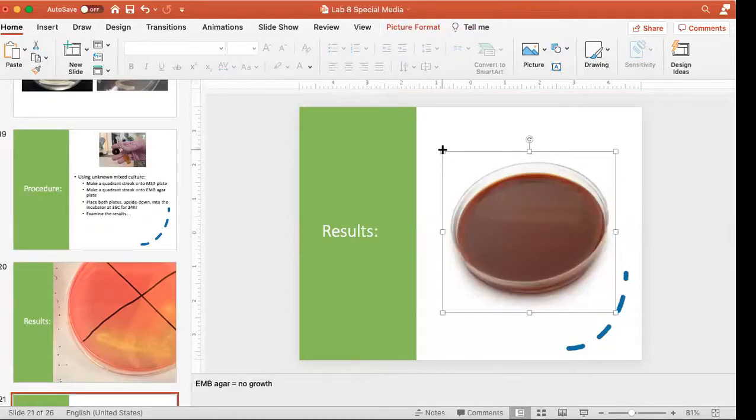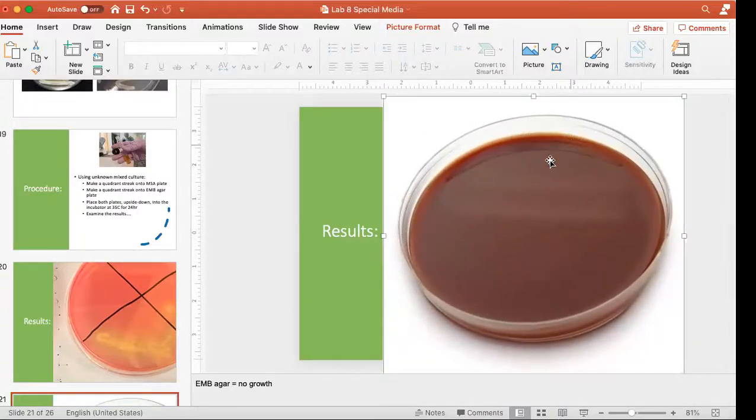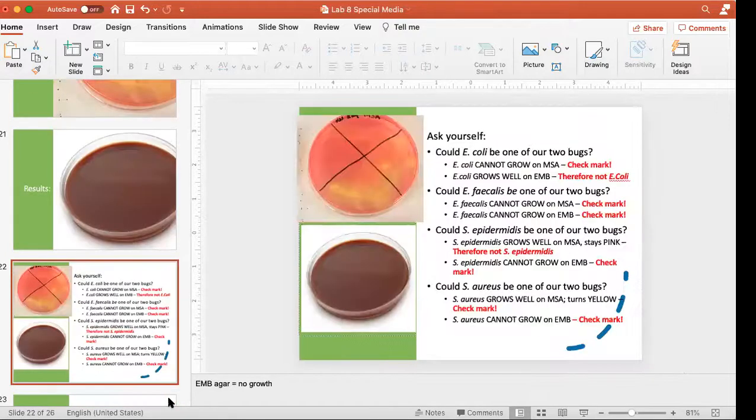Now this is the EMB plate. And your eyes don't deceive you. There is absolutely nothing growing. So I took that culture that had 2 organisms in it, and I made a quadrant streak on this plate, and neither one of those organisms was able to grow. This is information, right? This is information for me because I know what does grow on EMB, and I know what doesn't grow on EMB. So I have some data now.